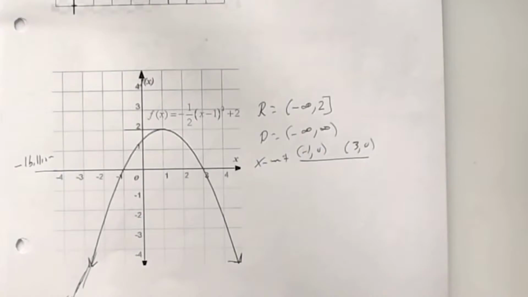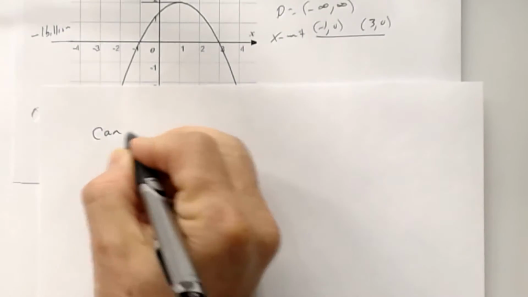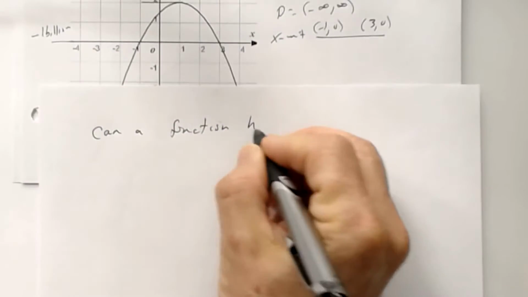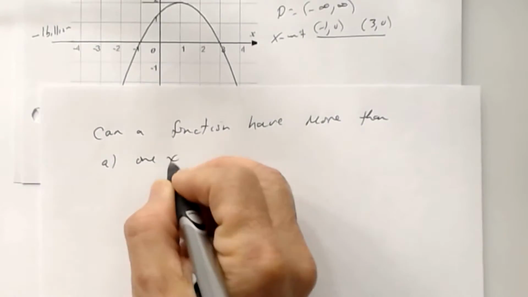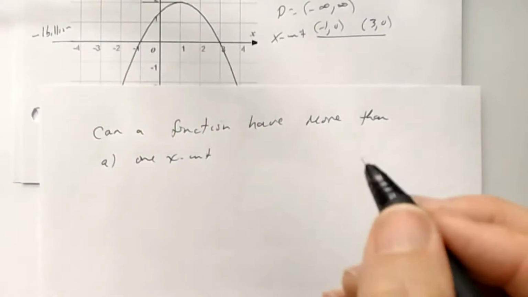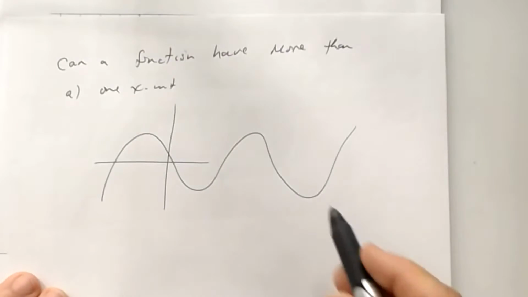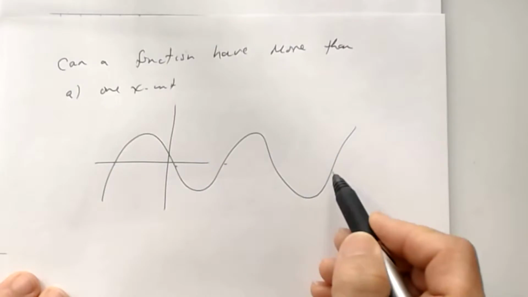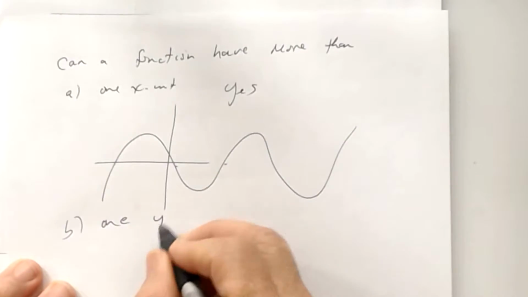If you have a function, can there... All right, let me go ahead and discuss this before we go on, because it's important. Remember, we're talking about functions, right? Can a function have more than one X-intercept? Can it have 2 or more? Yes, we just saw that. These parabolas have how many X-intercepts? 2. Is this right here a function? Yes. It has a lot of X-intercepts, right? Okay. Yes.